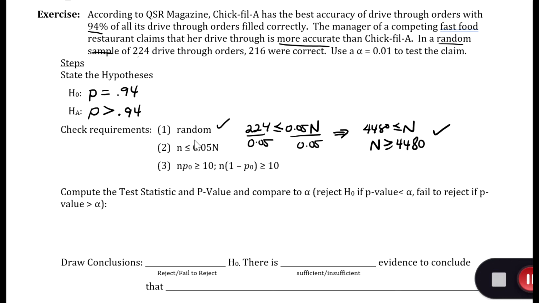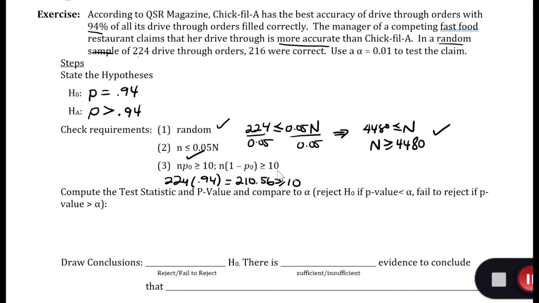Then the third criterion is that n p naught is greater than or equal to 10. Here n, again, is our sample size, so 224 times p naught, which is the proportion we're assuming to be true in the null hypothesis, which is 0.94. That equals 210.56, and that is greater than or equal to 10. So that criterion is satisfied.